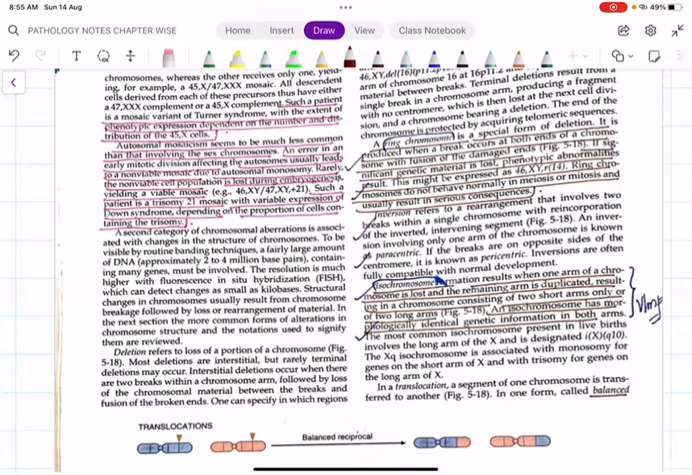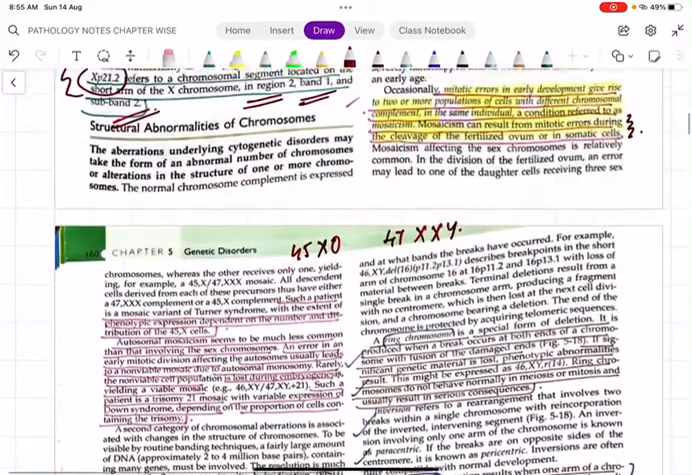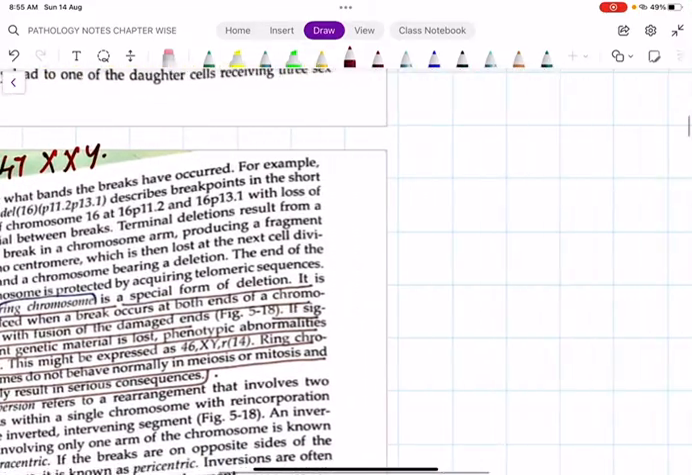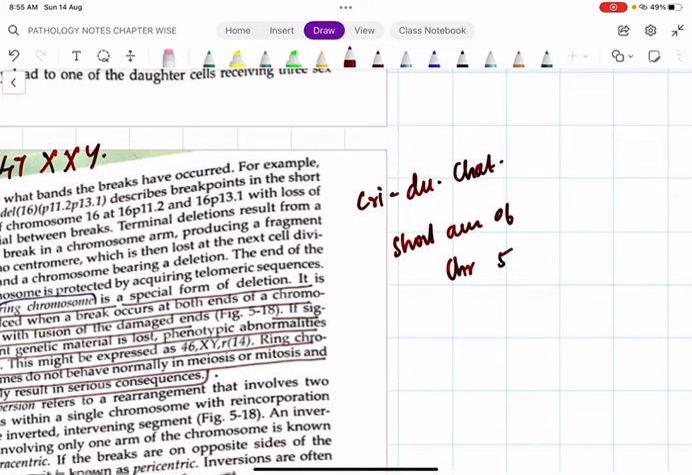Okay, number 1 is called deletion. From the name itself, we can tell what deletion means: a part of the chromosome undergoes breaking and is deleted. The most important example you have to remember in deletion is Cri-du-chat syndrome, in which the short arm of chromosome number 5 undergoes deletion.